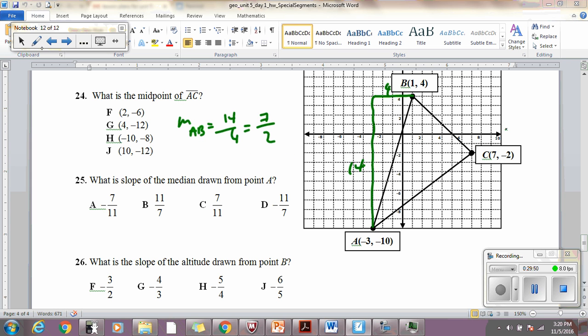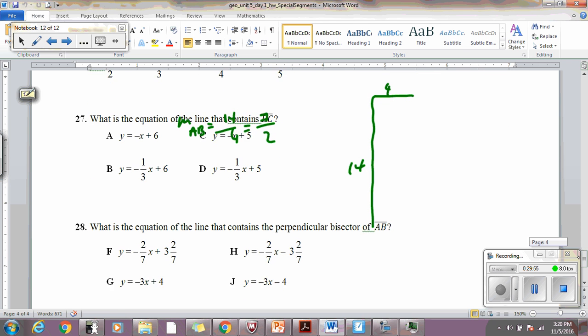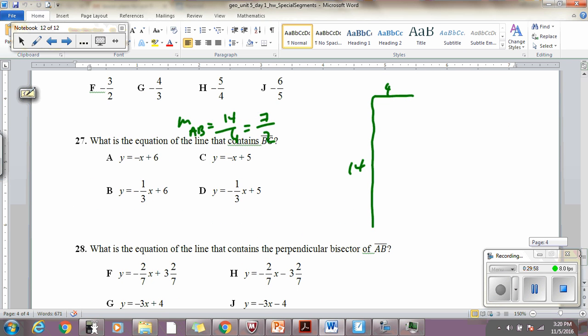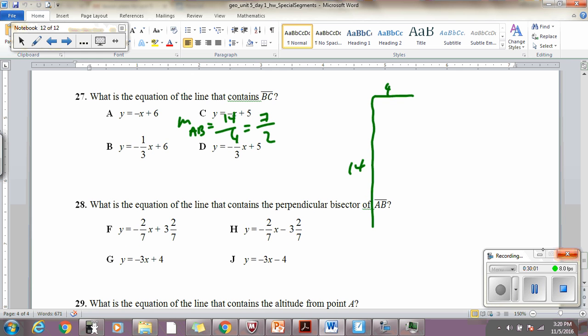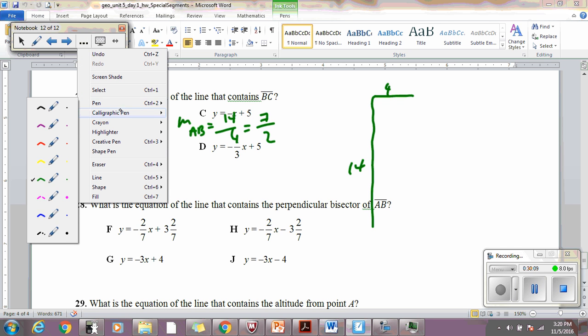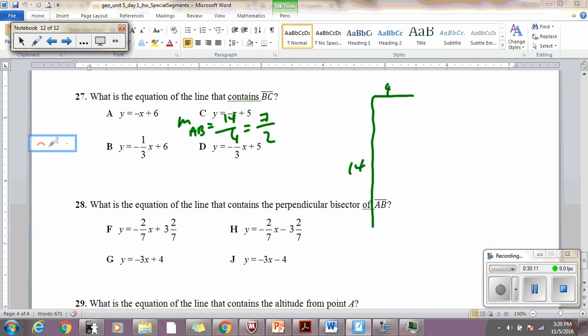So knowing that, I now know that in order to be perpendicular, my slope would need to be an opposite reciprocal of that slope. So the slope of the perpendicular bisector would have to be negative 2 over 7. So that would eliminate choice G and J.